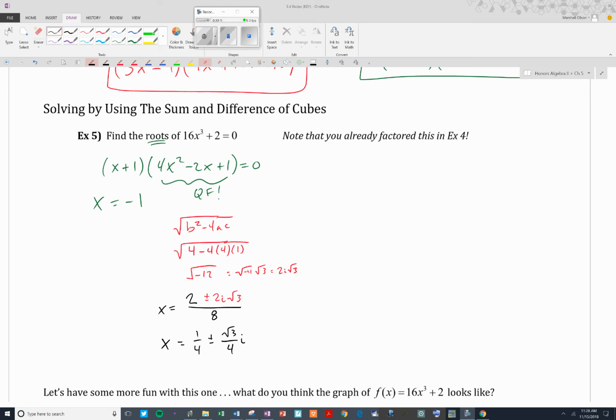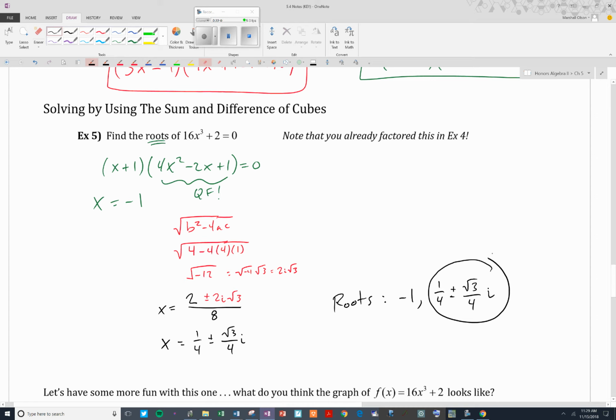All right, so our roots of this equation are negative 1. That's the real root that we got. And then we got 2 imaginary roots. Imaginary roots always come in pairs. They always come in conjugate pairs. So that represents 2 solutions to this, even though they're not real.